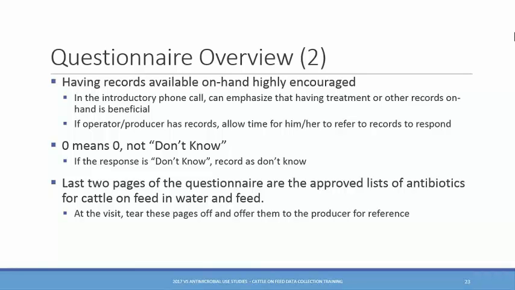And the last two pages of the questionnaire are the approved lists of antibiotics for cattle on feed, in water, and feed. That's awkward, but for feedlot cattle, in water, and feed. Those are the antibiotics that are approved. So when you go to the visit, you can pair these two pages off and offer them to the producer for reference. These are also available on the FDA website if you need more information on those particular antibiotics.